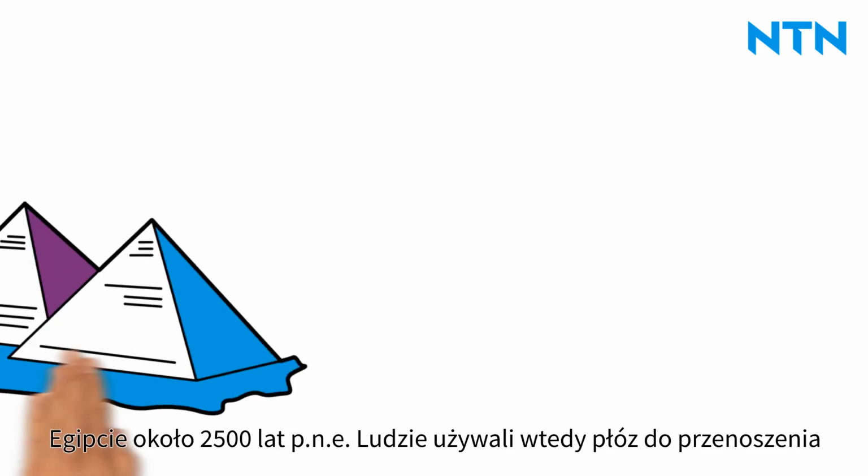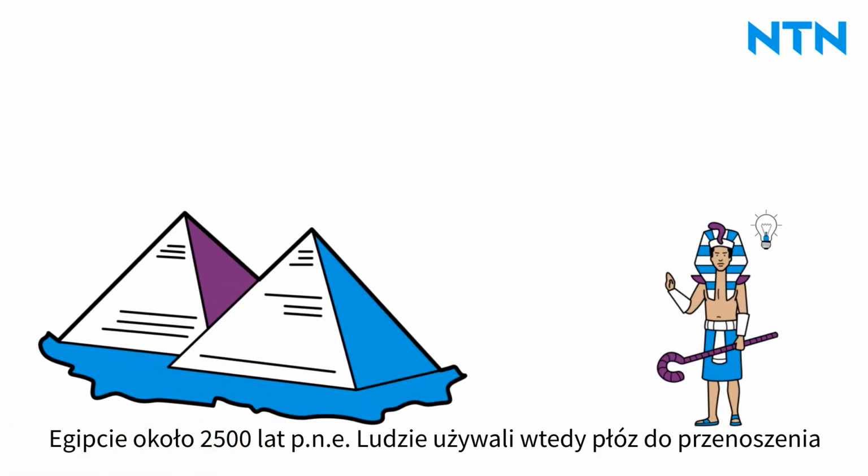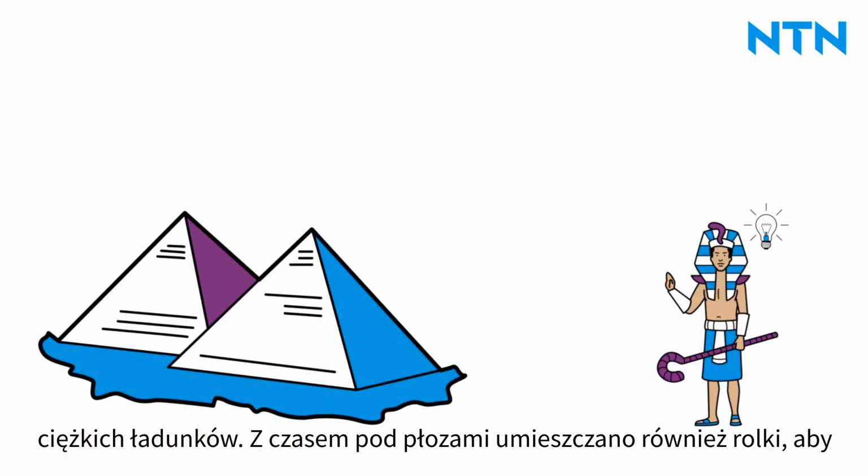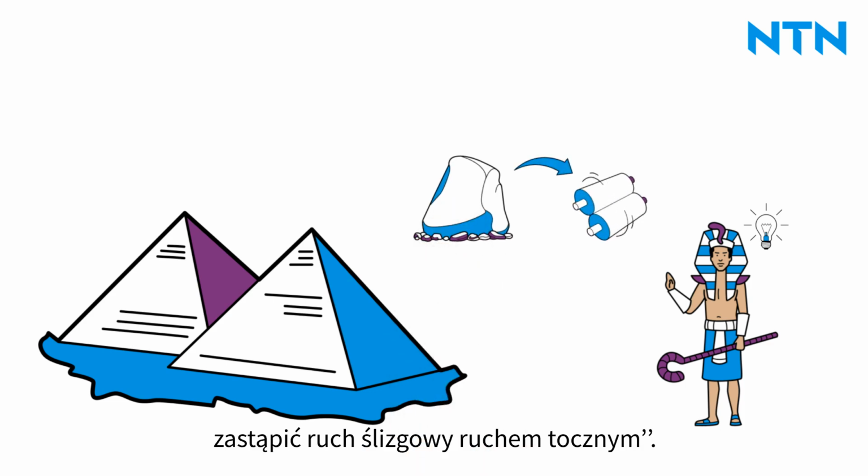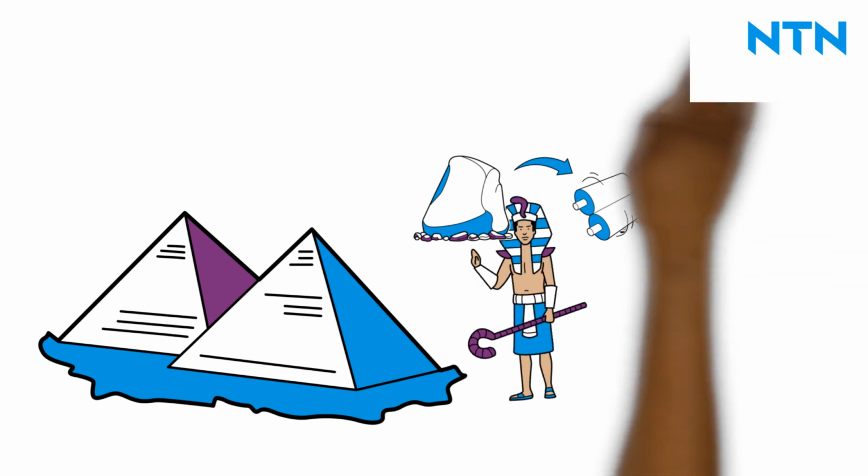Nina explains to Niels, the foundation for the rolling bearing was already laid in ancient Egypt around 2500 BC. At that time, people used skids to move heavy loads. Later, rollers were also placed under the skids to replace the sliding movement with a rolling one.